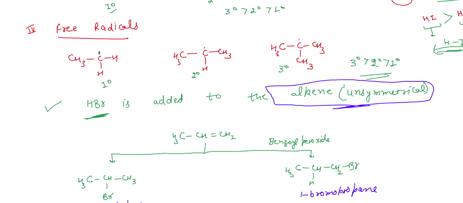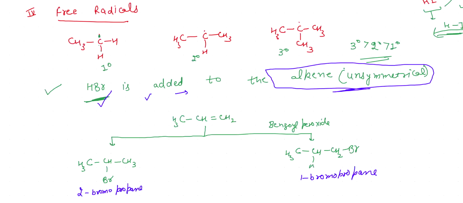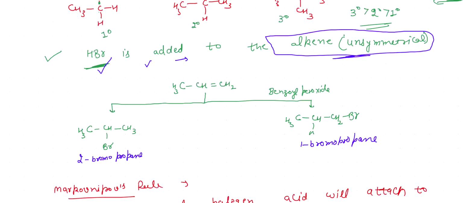When the alkene is unsymmetrical and you are adding HBr, you will get two kinds of opportunities. One is the addition through Markovnikov's rule, another is the addition through anti-Markovnikov's rule. Clear? So I have taken an unsymmetrical alkene. This is your unsymmetrical alkene.